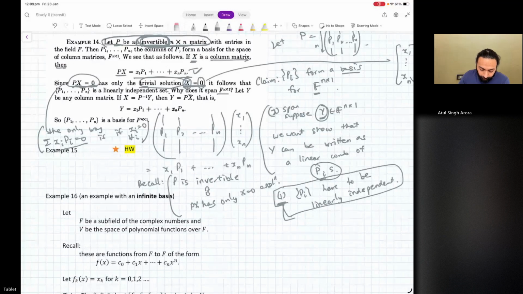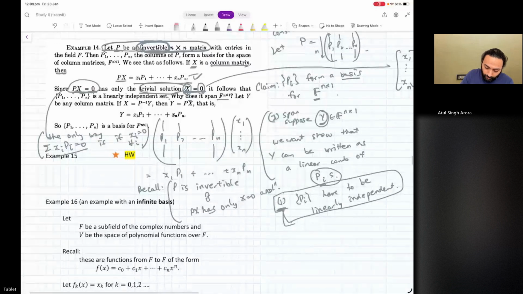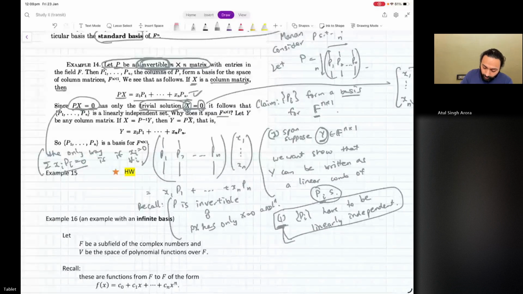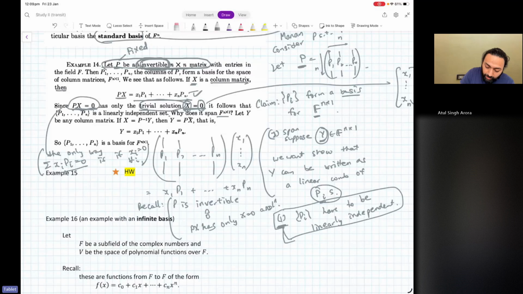Is that okay? Yeah, but P can be any column matrix. So isn't it already spanning the F in cross 1? No. So P is given to you. P is fixed. Okay, so this is fixed. So you're given one fixed matrix, and using the columns of this matrix and taking the linear combinations, we want to argue that you can get to any y, any element in Fn cross 1. Oh, okay. Right? Okay, so how do we do this?